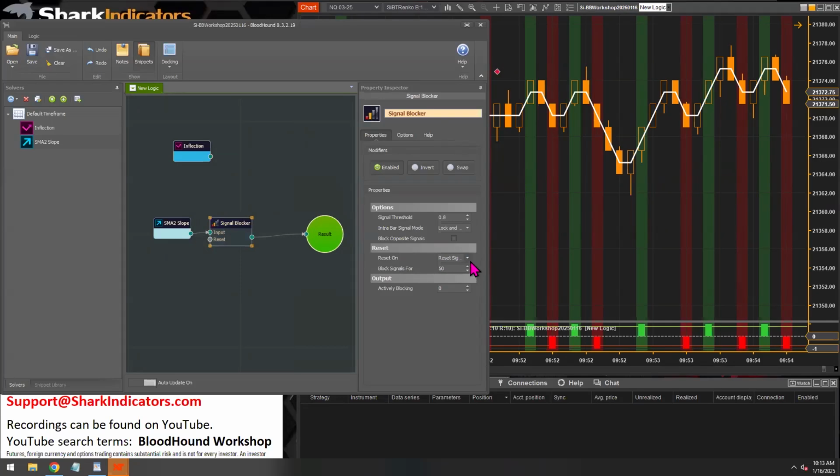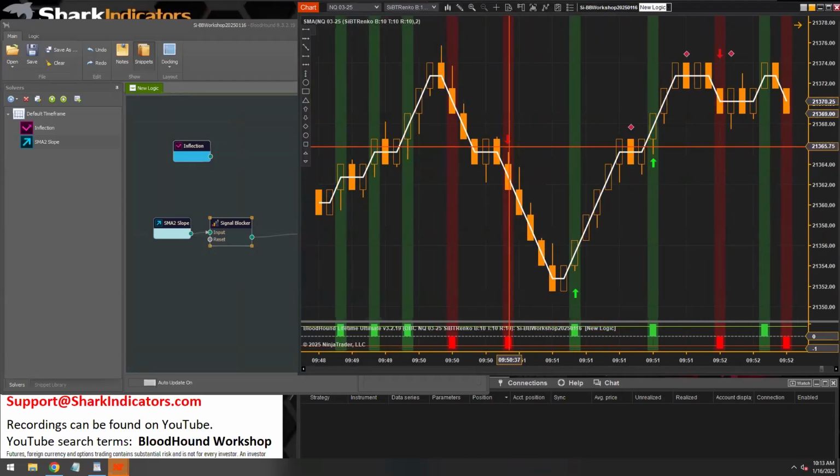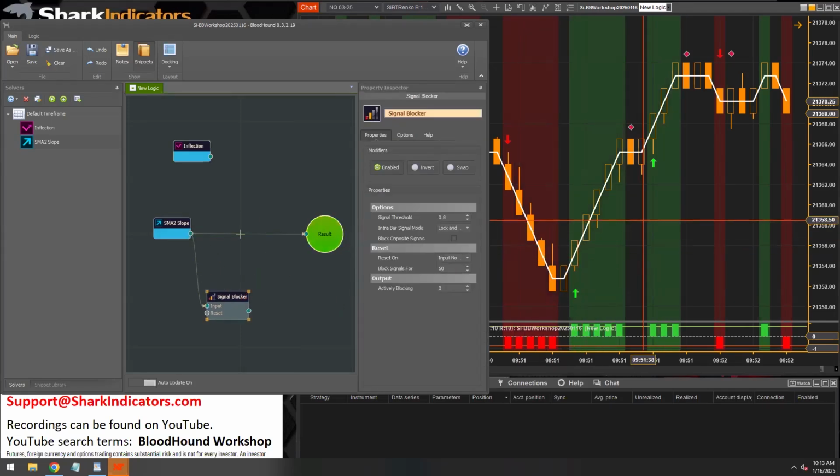So what we also need is input no signal. So if we turn that one on, now there's our secondary short and there is our secondary long, right? So again, remember the reset that we just enabled is input no signal. So let's look at the signals, right?